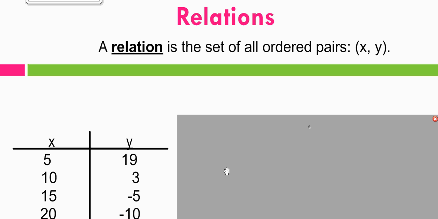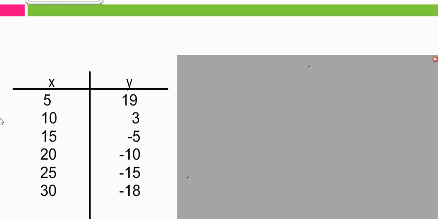The first thing we'll talk about is a relation. A relation is a set of all ordered pairs that can be written x comma y. What you see here is our very own XY table. So if I wanted to go ahead and write this table as a relation, what I would want to do is pair up each X and Y value to make an ordered pair.